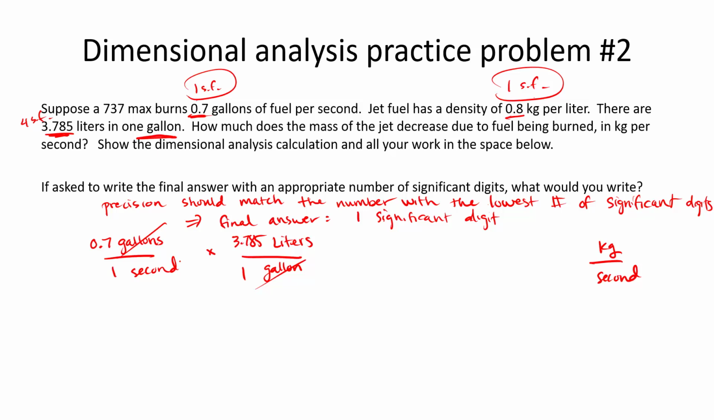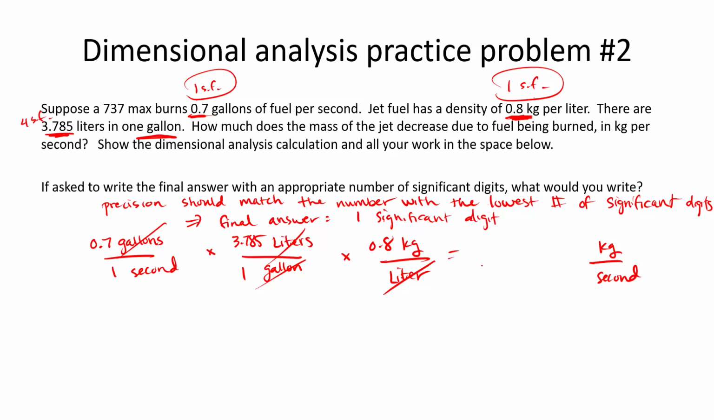Now we have liters. We want to go from liters per second to kilograms per second. And we know that jet fuel has a density of 0.8 kilograms per liter. So in this case, notice if we put liter on the bottom, that will cancel out. And so all we need to do is multiply these numbers through, and that will give us our final answer.